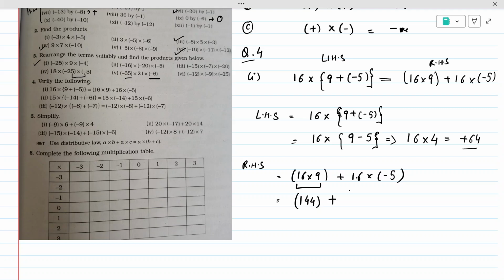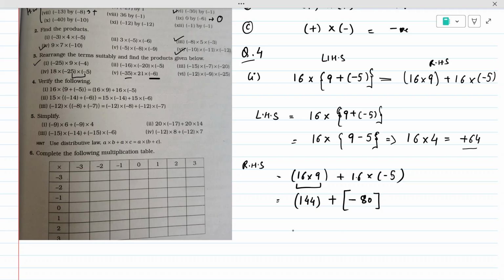Now this is a positive number, this is a negative number. So I'm writing this in bracket. 16 into 5, we have to find the product of this. 16 into 5, which is 80, right? I'm writing 80, but we have to check the sign also. 16 is a positive number, 5 is a negative number. So plus into minus will give us minus here.